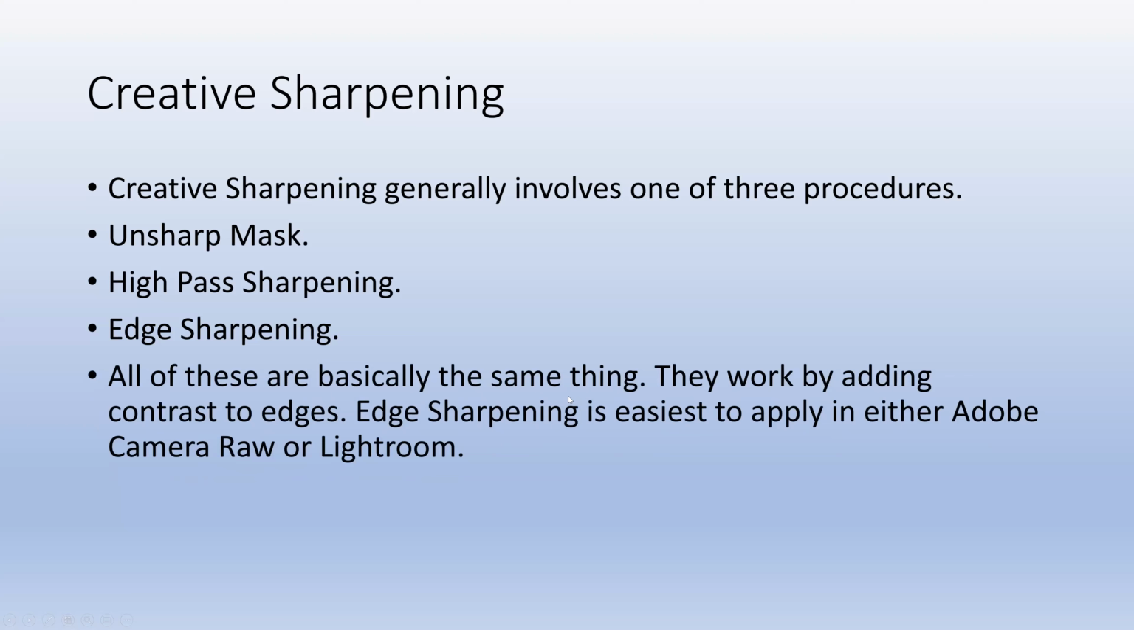And all of them do more or less the same thing. Even high pass sharpening is doing the same thing as unsharp mask. It's really just doing it in a different way. But if you want to do edge sharpening, which is what we're really talking about with getting images sharp, it's about making sure the edges stand out. It's best to do that either in Camera Raw or Lightroom. And you can do those things after the event.